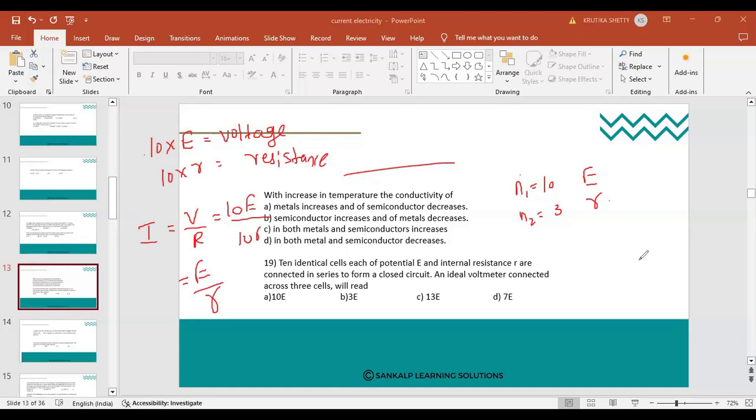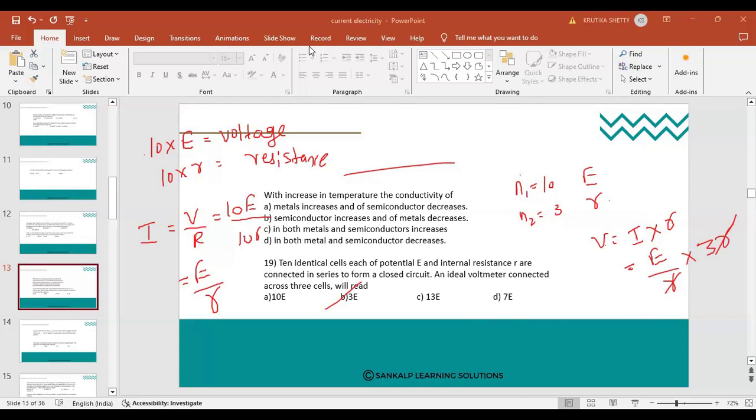They are asking across the 3 cells. Therefore, the potential across 3 cells is given by V is equal to I into R. The I value we have just calculated is E divided by R, and for 3 cells the resistance becomes 3R. So R will get cancelled, giving 3E. Option B is the answer.